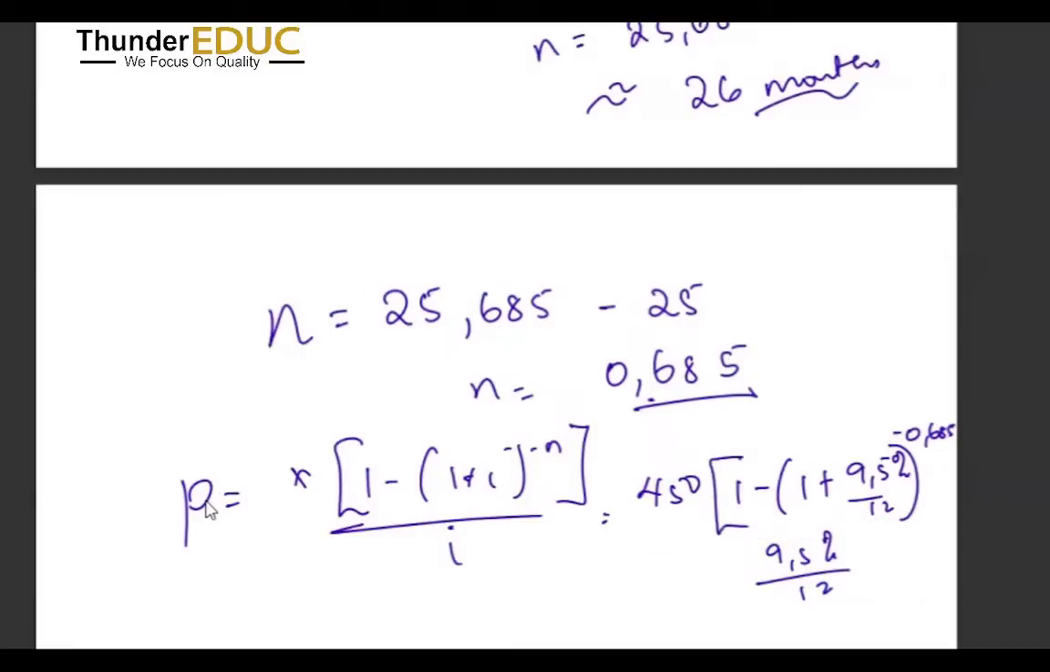Okay, so this, then that. Let me punch that into my calculator and determine what my solution would be. 1 plus 9.5% over 12, say the exponent of negative 0.685. 9.5% over 12. Let me close this bracket on the top.